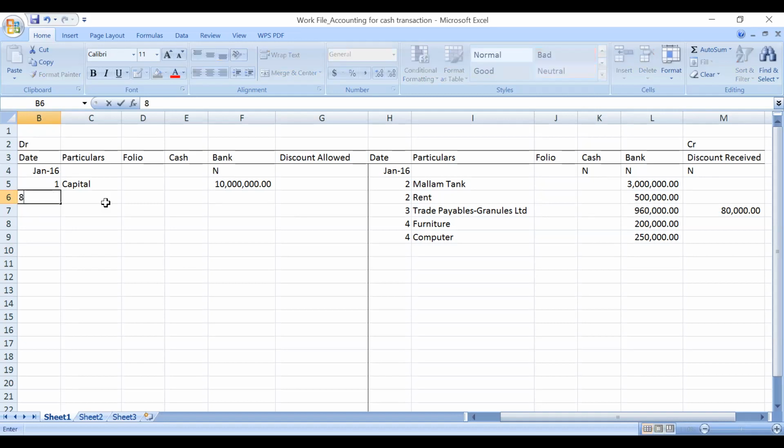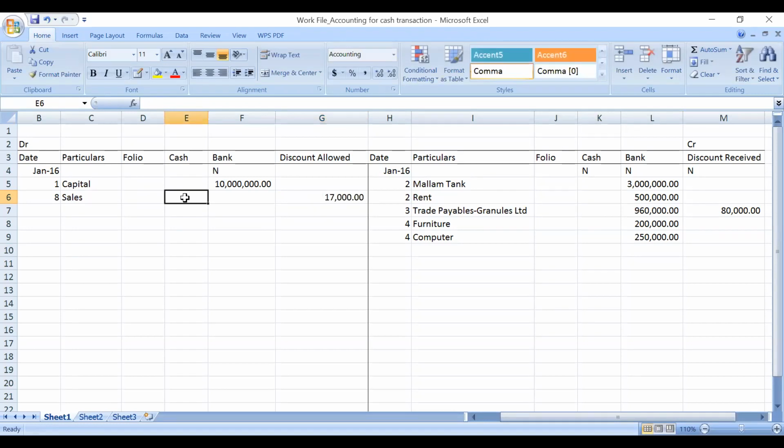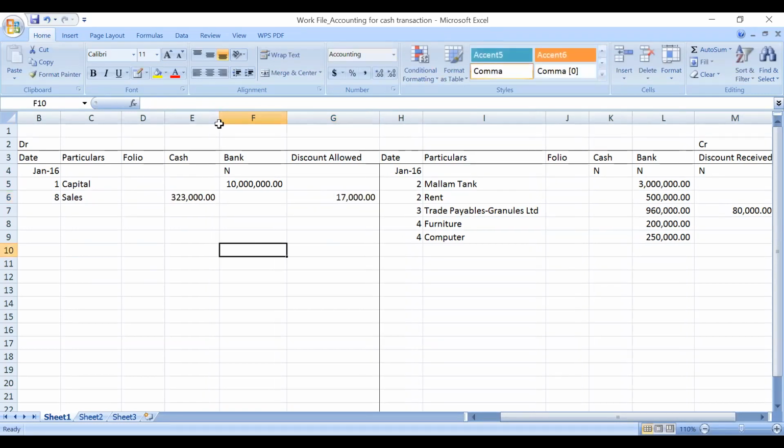So on the 8th, we just call it sales, right? Sales. So we have a discount of how much now? We are going to record a discount of 17,000 here. And how did he make the payment? It's through cash, right? So just have 323. So that is that.